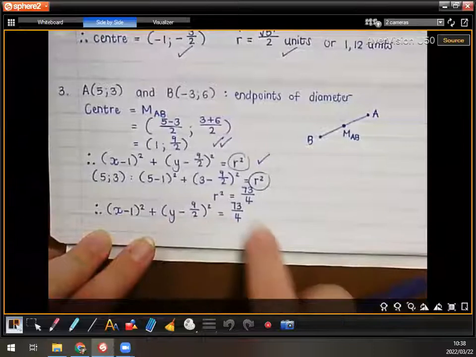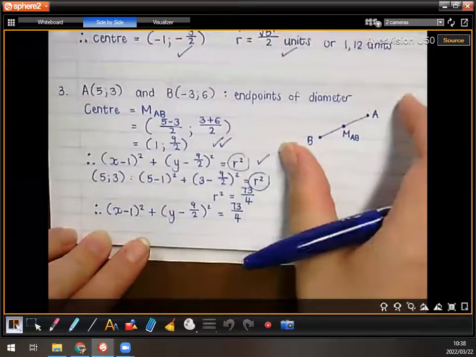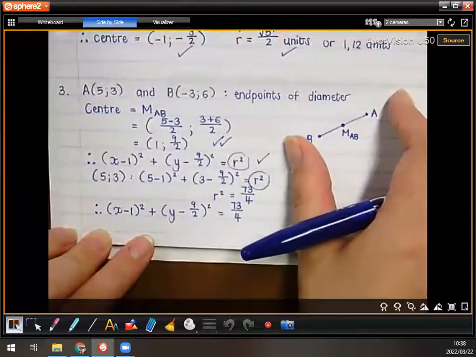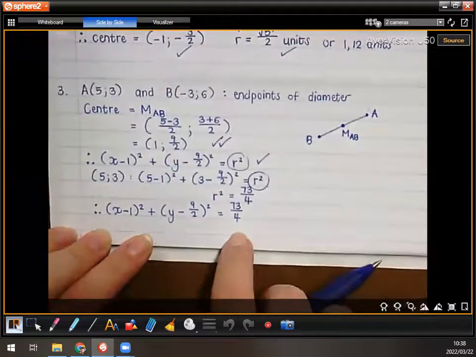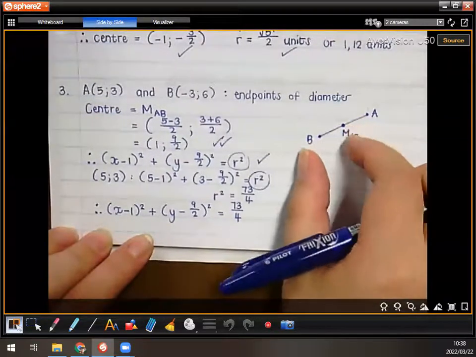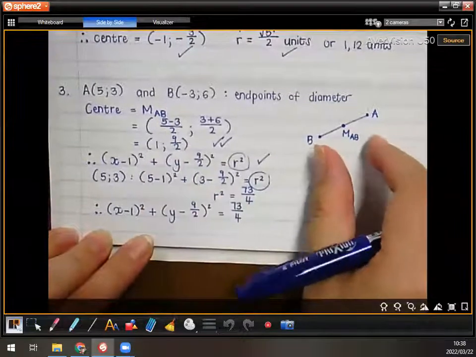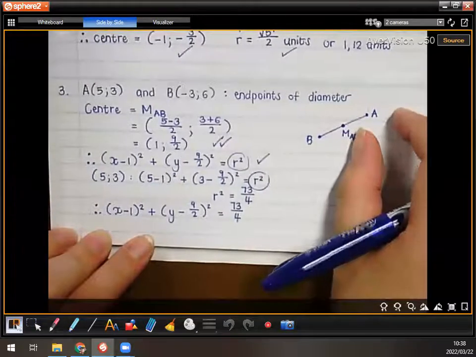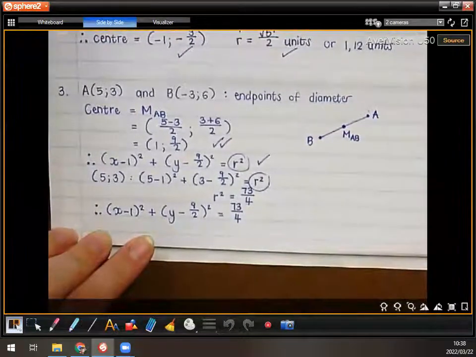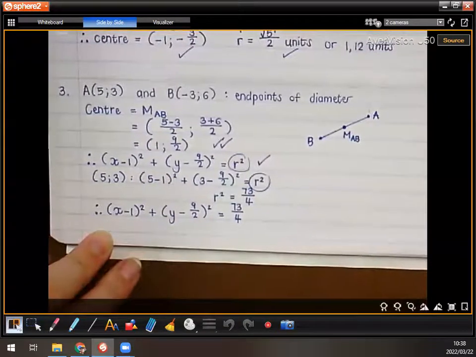The 2 brackets equal to the radius squared. Or you could have found this length and halved it. That would be the radius, but then you have to still square it. Or you could have found this length between your center and point B, for example, and square it. That length there is going to be the radius. But that would have been a bit longer. It's easier and quicker to do the other way.